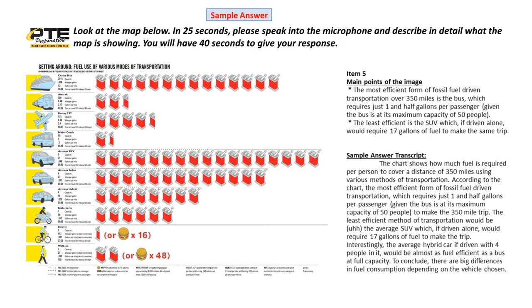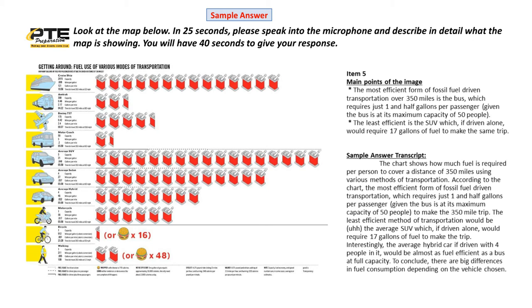The chart shows how much fuel is required per person to cover a distance of 350 miles using various modes of transport. According to the chart, the most efficient form of fossil fuel-driven transportation, which requires just 1.5 gallons per passenger, is the bus. The least efficient form of transportation would be the average SUV, which if driven alone would require 17 gallons of fuel to make the trip.